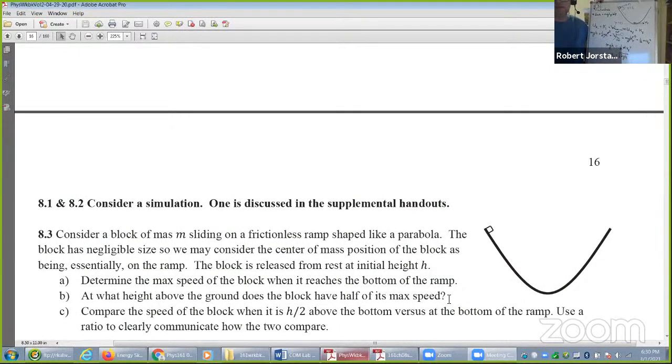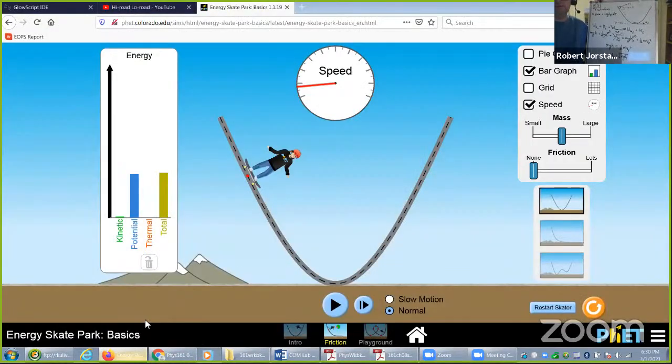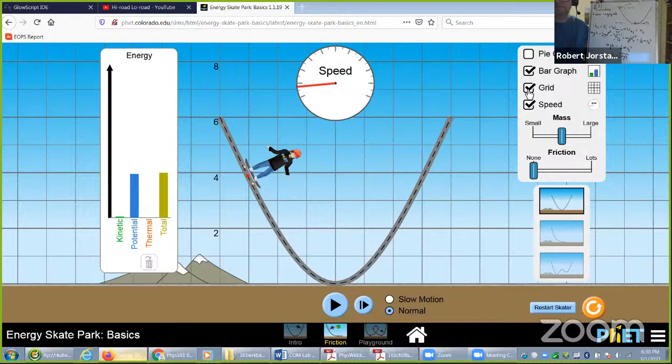All right. Okay, so how about this? At what height above the ground does the block have half of its maximum speed? We now know the max speed is square root of 2gh, where h is wherever it starts. So if I could go back to my simulation, let's reset this.